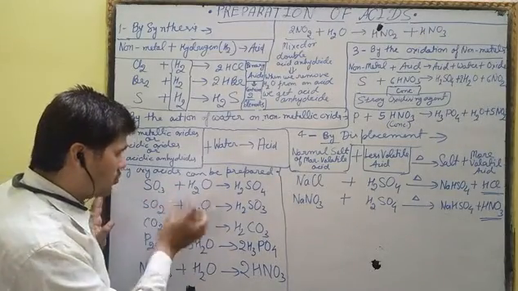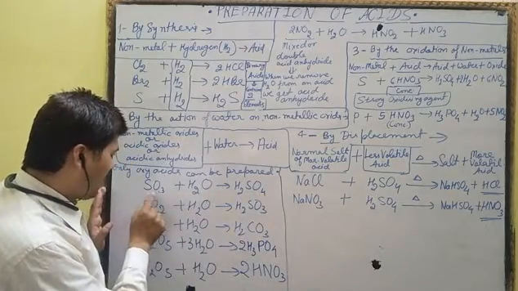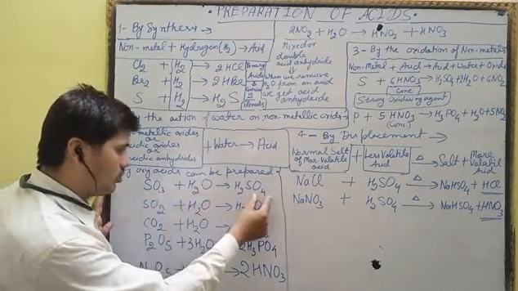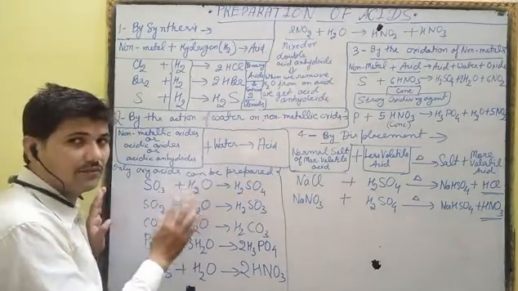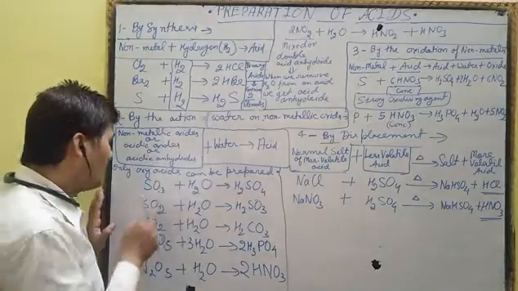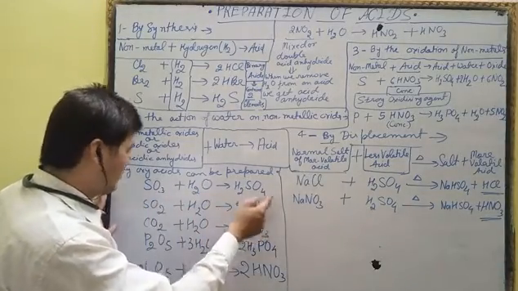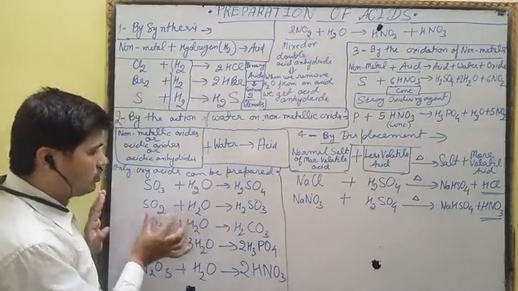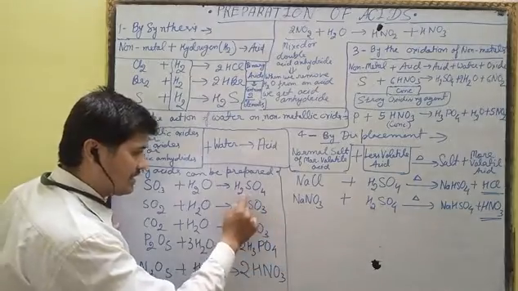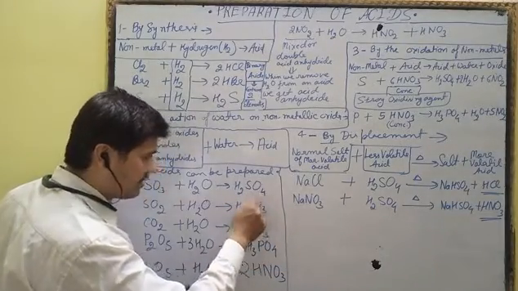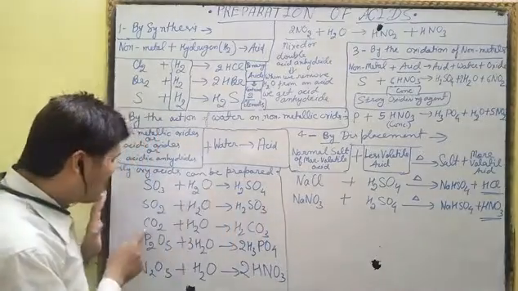SO3 plus H2O. Here is a simple trick to learn this reaction: SO3 plus H2O, then SO3 plus O gives SO4, then with the 2 hydrogens we form H2SO4. This is the trick for the numbers. SO3 reacts with water to form H2SO4, and SO2 combines with water to form H2SO3. This is sulfuric acid, and this is sulfurous acid.